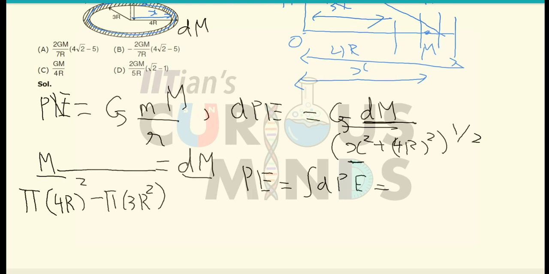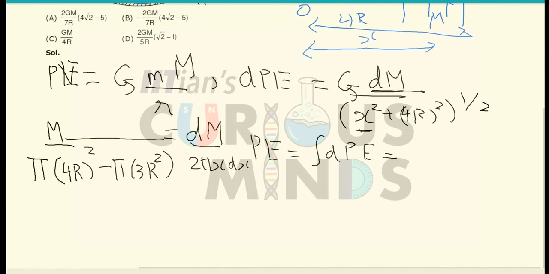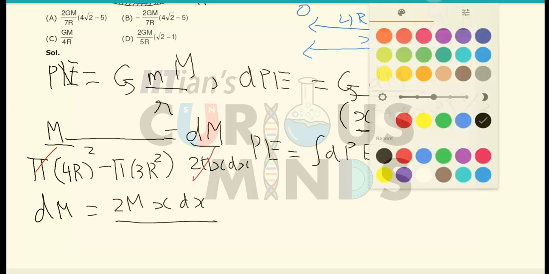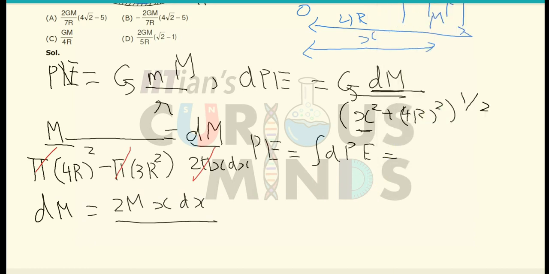Now for the elemental ring, the mass per unit area will be dm divided by its area, which is 2 pi x dx. So first of all, pi will get cancelled out. dm will be equal to 2M x dx divided by the denominator, where pi and pi also get cancelled. It will be 4r squared minus 3r squared, which is 16r squared minus 9r squared, equal to 7r squared.